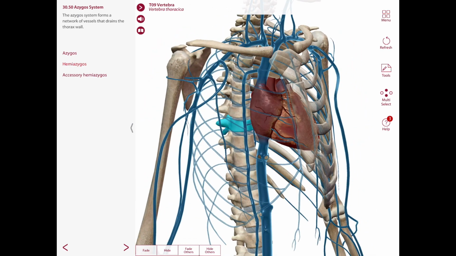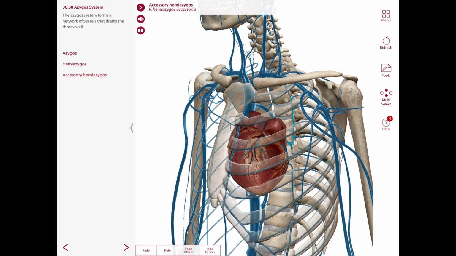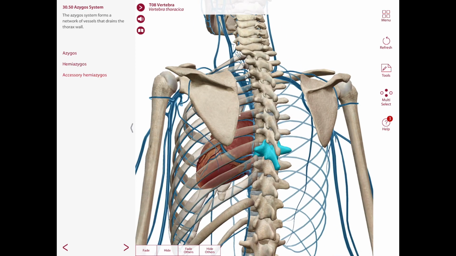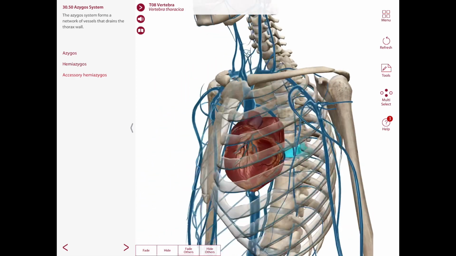Now, the accessory hemiazygous vein descends on the left side of the mid-thoracic spine to approximately the level of T8, and it crosses to the right anterior part of the vertebral column to drain into the azygous vein as well.